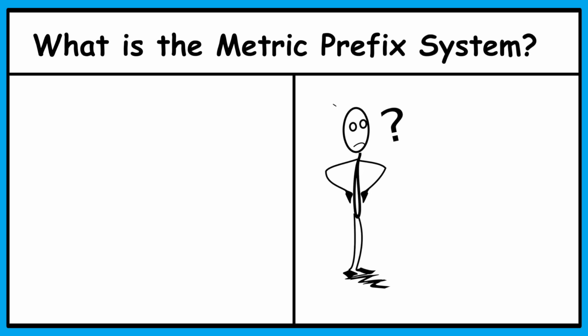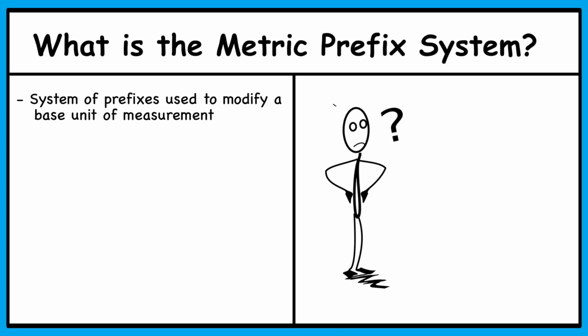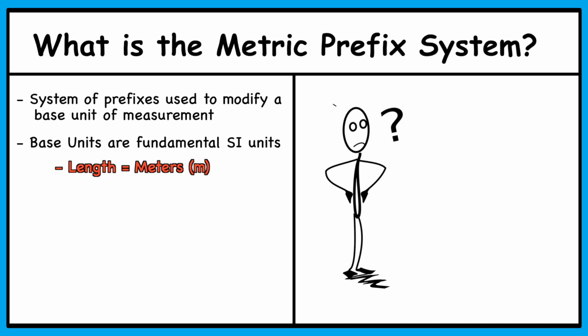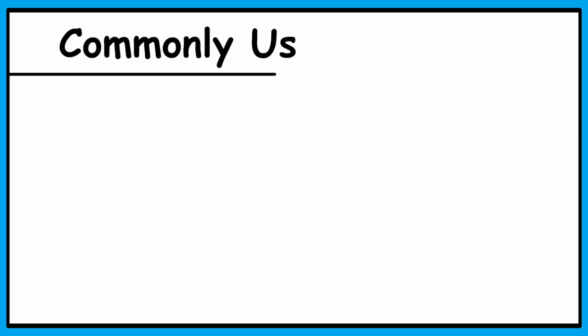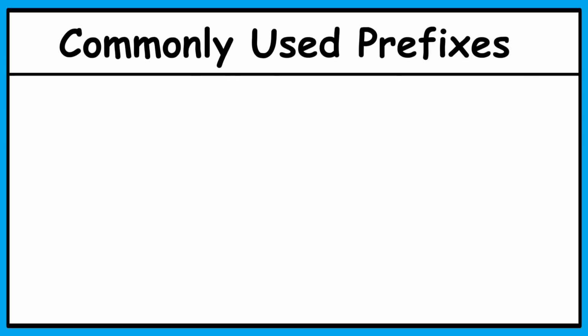So let's start off. What is the metric prefix system? The metric prefix system is a system of prefixes used to modify the base unit of measurement. The base unit is the fundamental SI unit of a physical quantity. For example, the base unit for length is meters. The base unit for mass is grams. The base unit for time is seconds. The prefixes are used to indicate the multiples or fractions of the base units, making it easier to express very large or very small measurements. Here are the most commonly used metric prefixes.